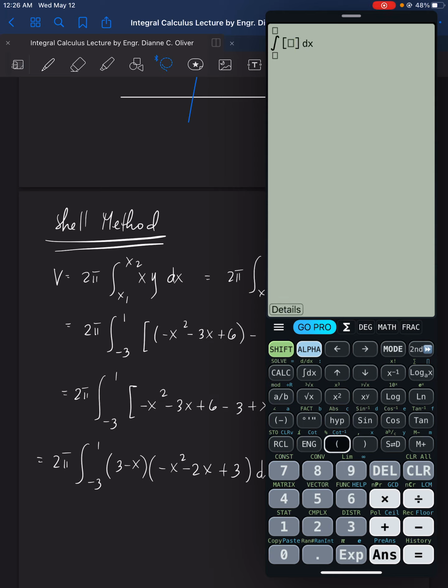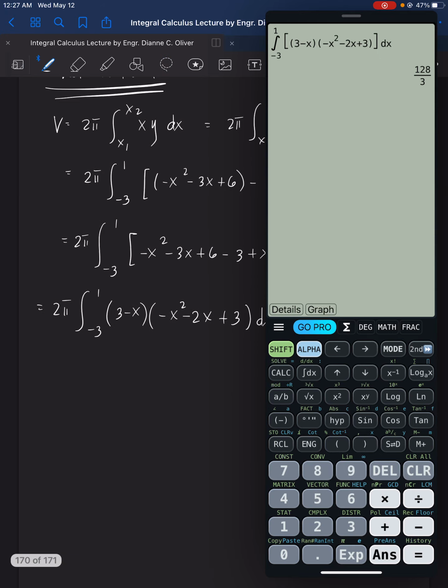So we now have 3 minus x. Remember, we are using degree mode here. Then negative x squared minus 2x plus 3, going to the lower limit, negative 3, then upper limit 1, is equal to 128 over 3.